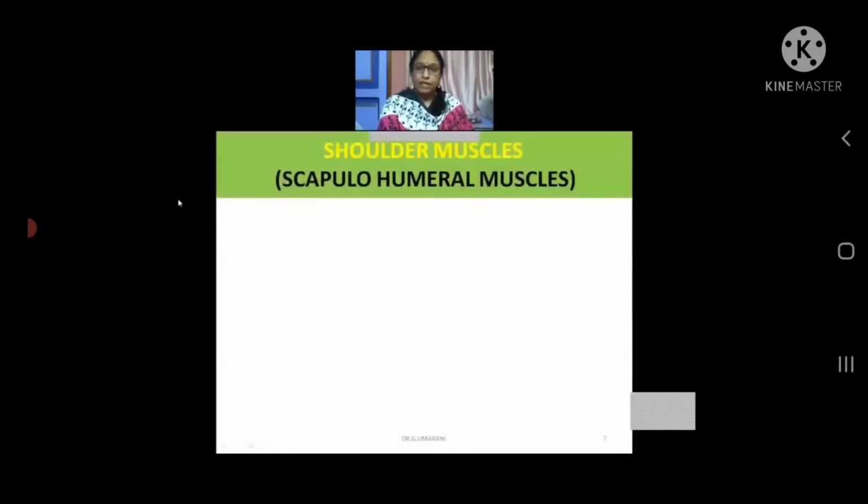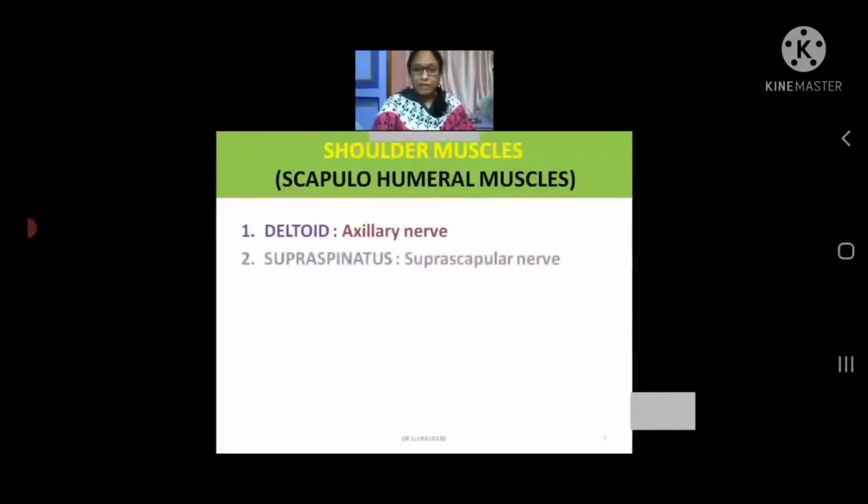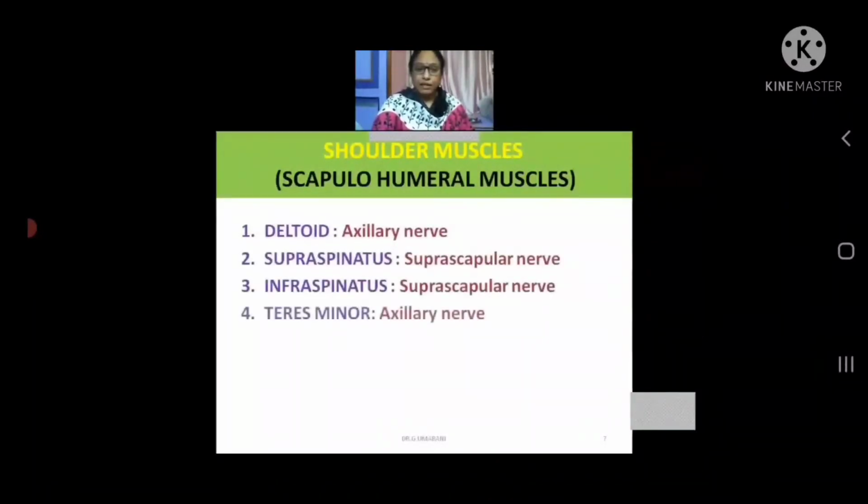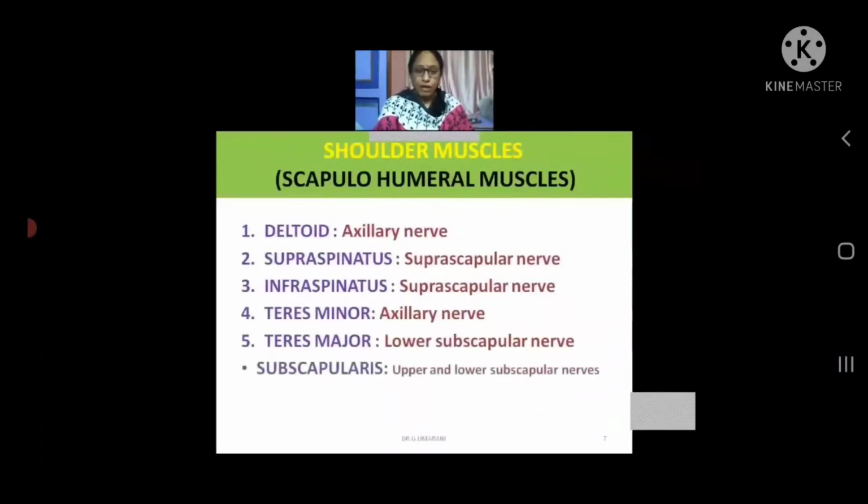And the next region is the shoulder muscles, which we also call the scapulohumeral muscles, connecting the scapula with the humerus. And the names of these muscles are deltoid muscle, supraspinatus muscle, infraspinatus muscle, teres minor, teres major, along with subscapularis.